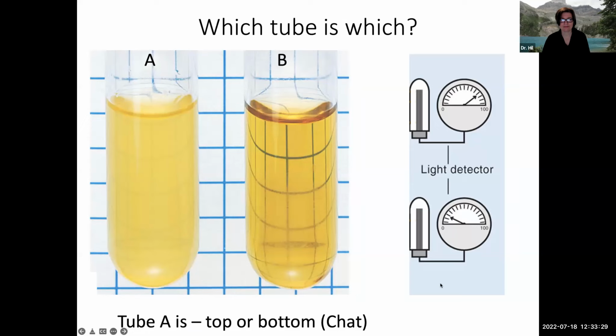Great. That's right. The more concentrated something is, the more turbid or opaque or cloudy it is, the more growth there is, the less light will reach the detector. So a low light reading tells us more cells per mil.